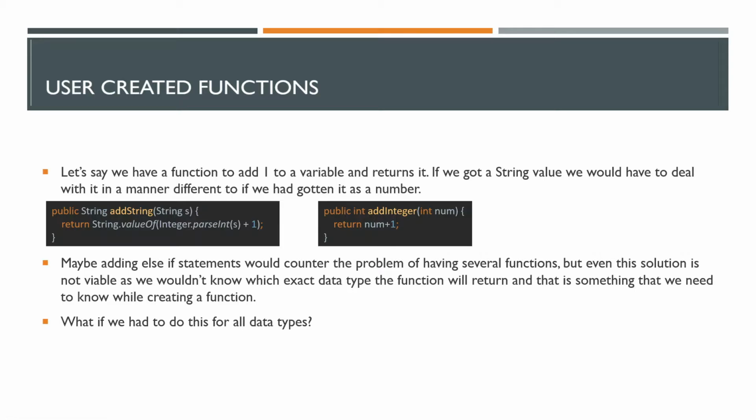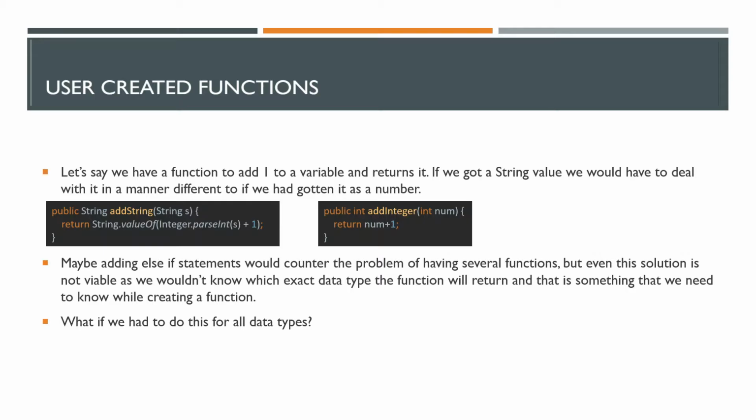Now, let's say the user entered a float. We'll have to create another function for that. And just like that, for every single data type, we'd have to create a function. Now, this obviously seems a little redundant, doesn't it? Maybe we could address this by creating one function called add and adding else if statements to it. And this else if statement will check if the value that is entered into the function is a string or an int or a float or a double, etc., etc.